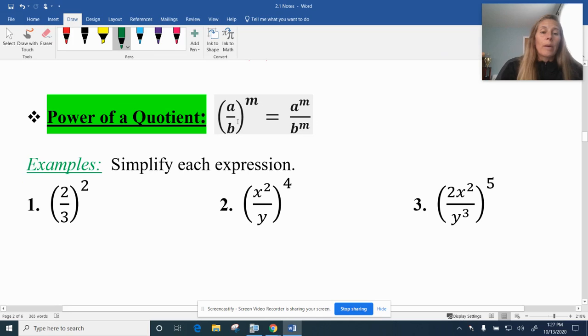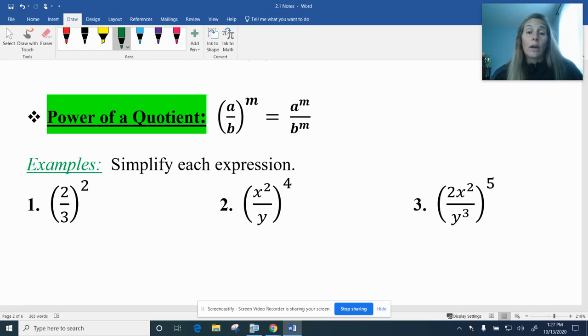So now we're going to talk about power of a quotient, and this is when you have a fraction inside of your parentheses with an exponent on the outside. Just like we did before, anytime there's parentheses, that exponent is going to go to everything inside the parentheses. It doesn't matter if it's part of a fraction or just part of a product or anything, that exponent needs to be applied to every number and variable inside.